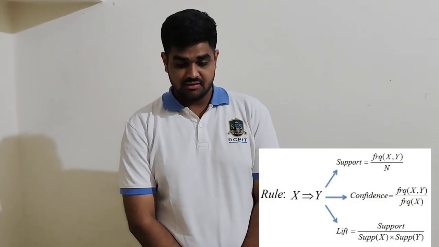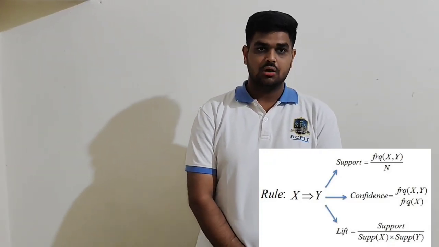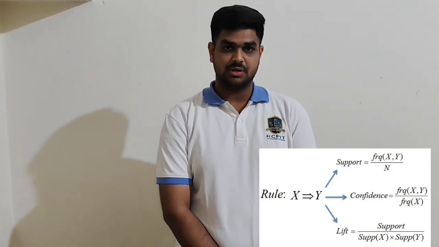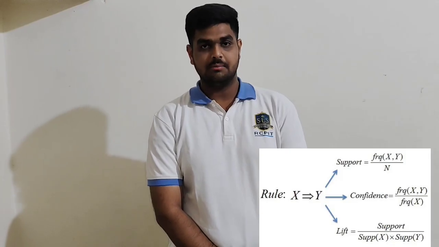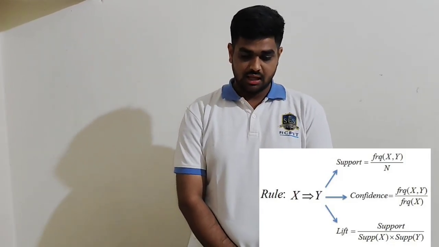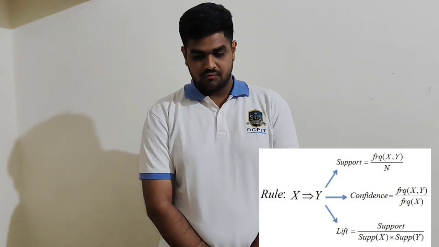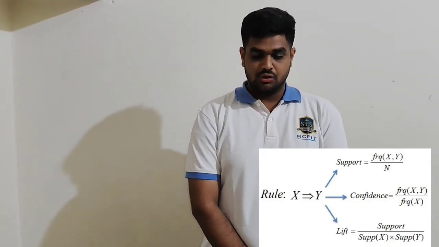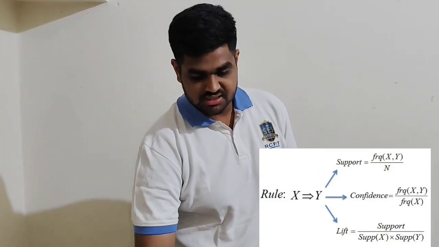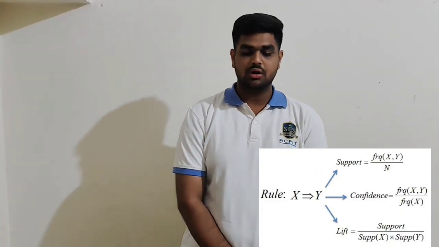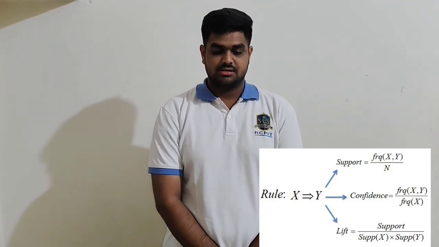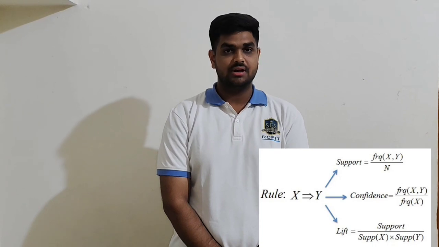The next concept in the Apriori algorithm is confidence. Confidence is a measure of the likelihood that item B is purchased when item A is purchased. The formula for the same is: confidence A to B is equal to support of A union B divided by support of A. The last concept of the Apriori algorithm is lift, which indicates how much more likely item B is purchased when item A is purchased compared to random chance. So lift A to B is equal to confidence A to B divided by support of B.